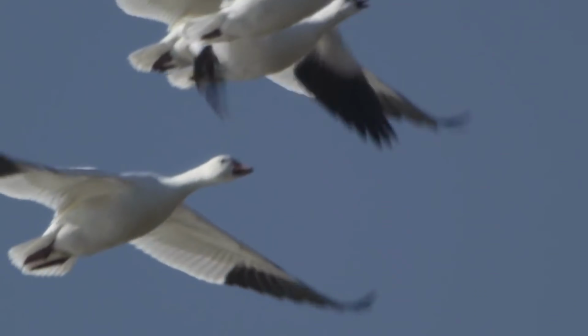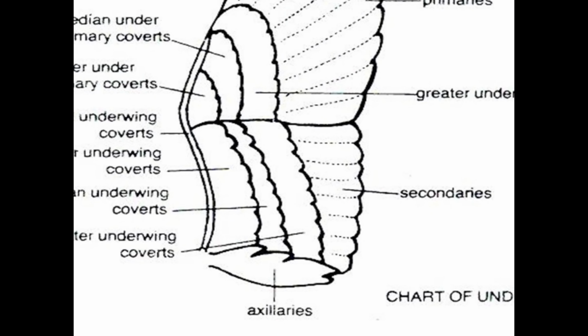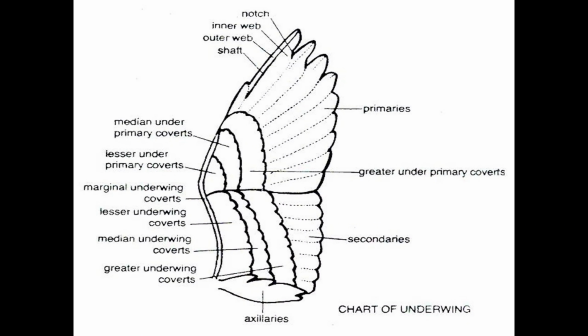Axillaries are the joining portion of the wing to the body. The number of primary feathers varies in different species. Next is secondaries. Secondary feathers also help the bird in flight. The grooves between the primaries are known as notch. The various parts of the underwing are as shown in the picture. In order to get more clarification on the underwing, please see this picture.